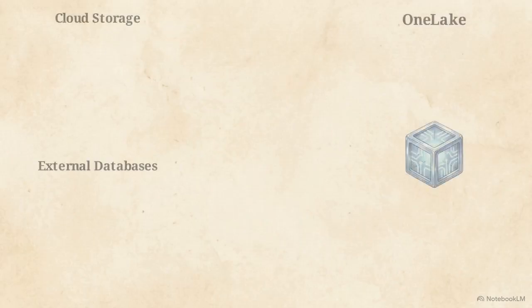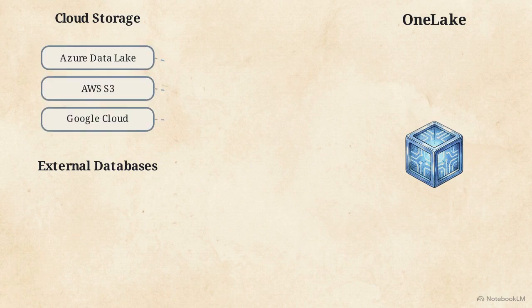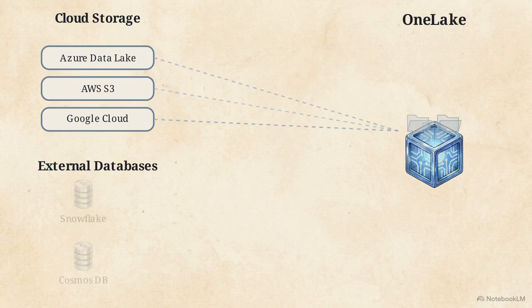As shown in this lineage map, shortcuts act as virtual pointers. They allow Fabric items to directly reference data stored in AWS S3, Google Cloud Storage, or existing Azure data lakes, creating a unified logical view in OneLake without copying any data.